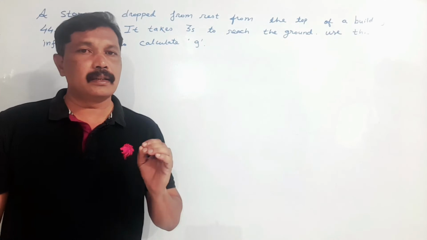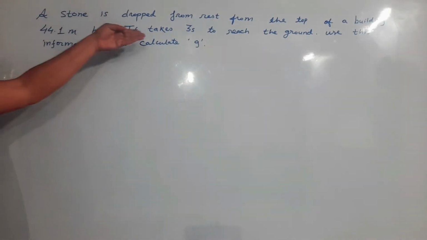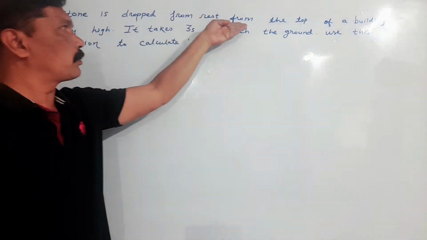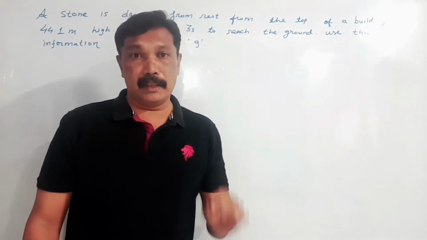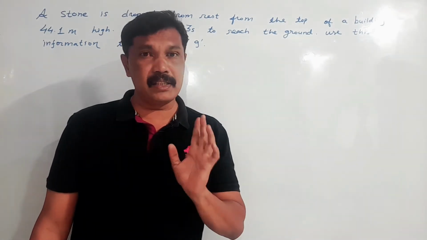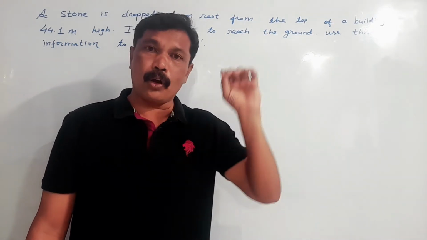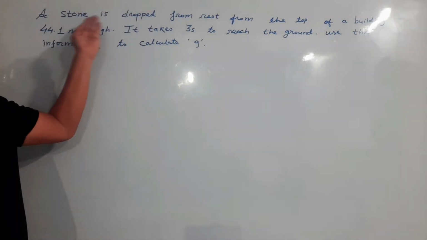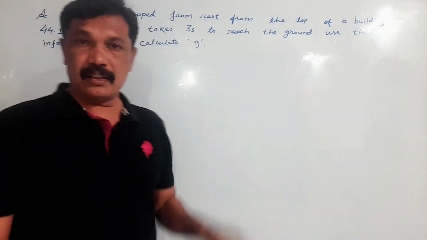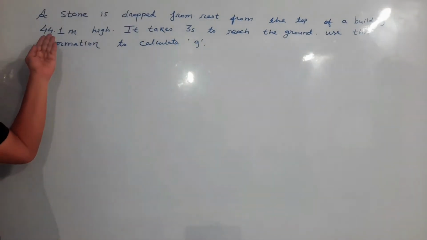Let's study the next problem. A stone is dropped from rest from the top of a building. My dear student, in this example, it is said that a stone is dropped from the top of the building. A stone is dropped from rest from the top of a building of height 44.1 meter.